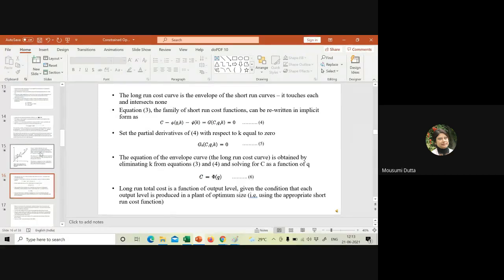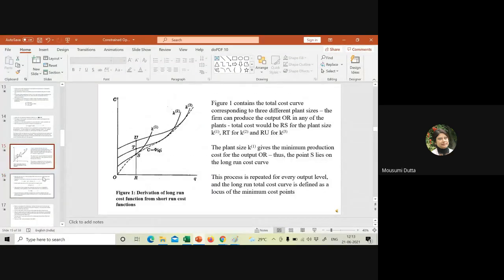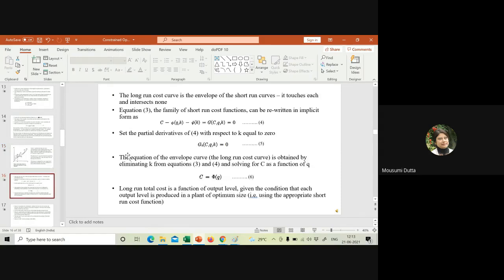So first tell me whether you are understanding this issue and how we are reaching the long run total cost curve from the short run total cost curves. How we are reaching the idea that the long run total cost curve will envelop the short run total cost curves. Any question? Any part I need to repeat? Is it okay to all of you? Yes, ma'am.